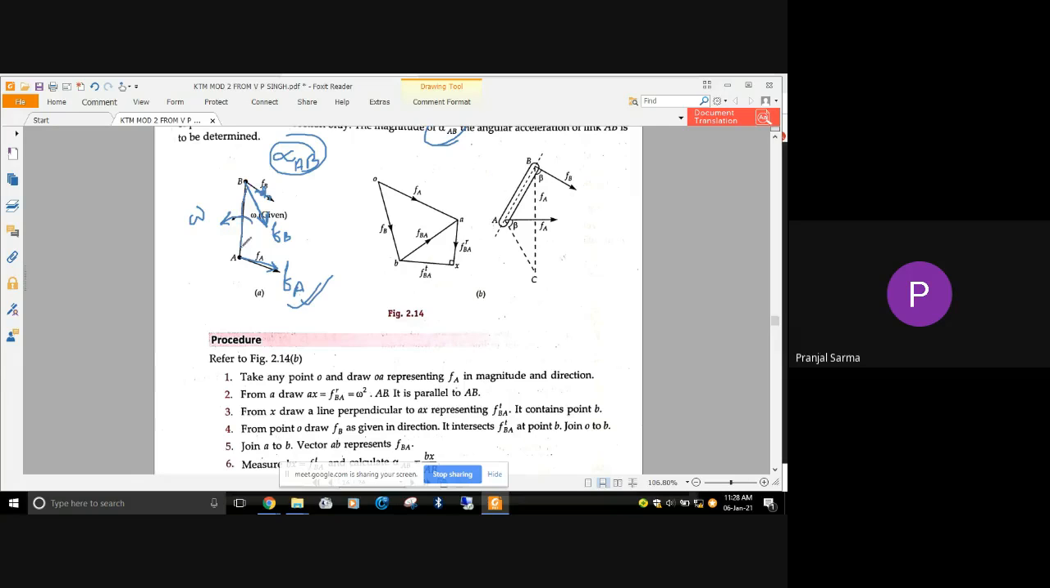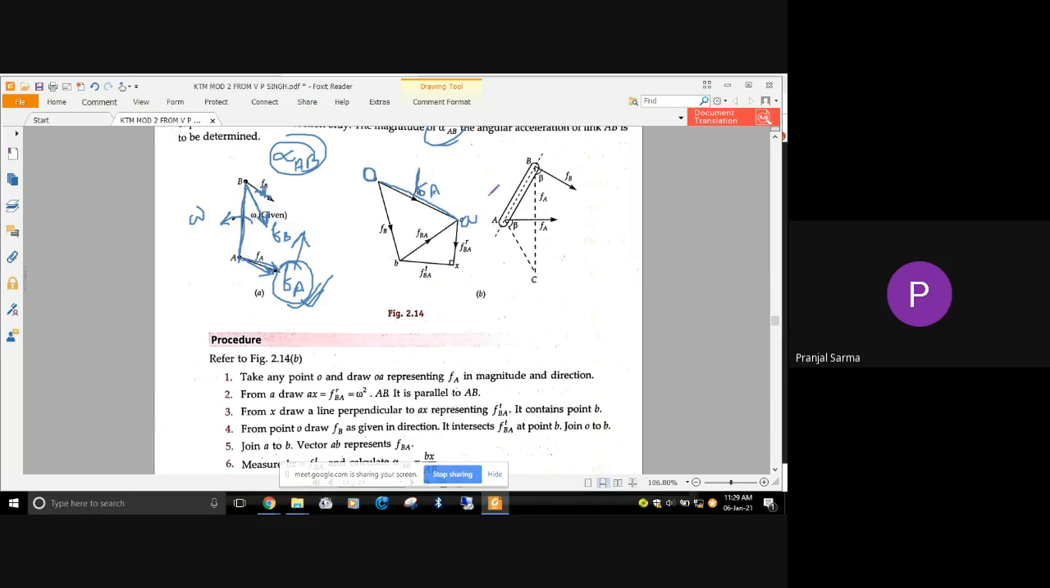Now, how to do it? This is the link AB that we have. FA is in this direction, magnitude as well as direction both known. FB is like this for point B. Now we'll start with any point O. Let's consider this point as O, and we are going to draw a line which will represent FA in magnitude as well as direction, as per whatever scale you have considered. It is already known as per the question. So we draw a line OA, with small a for point A, and this line is nothing but the value of FA in magnitude as well as direction.